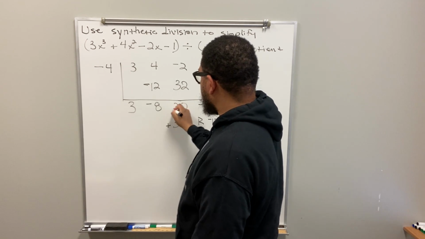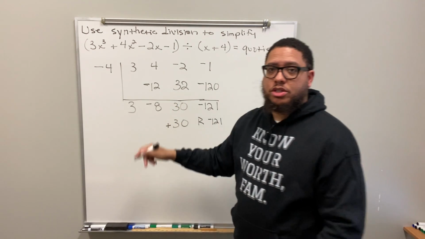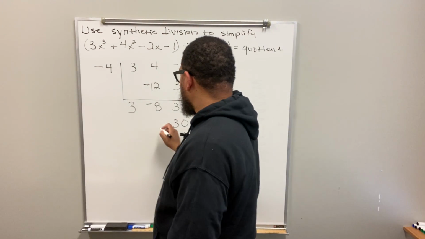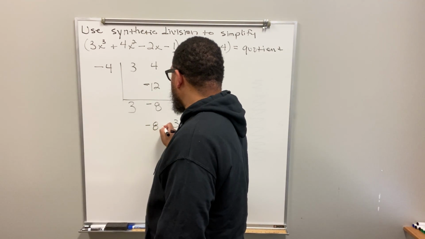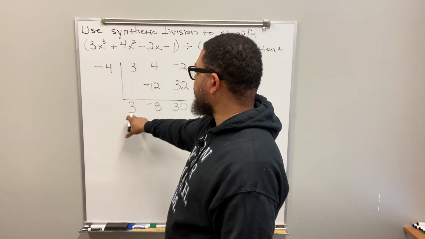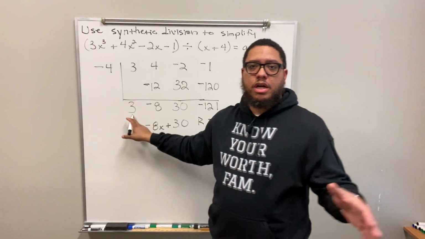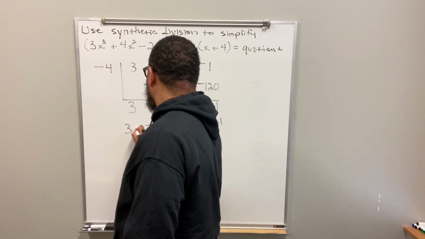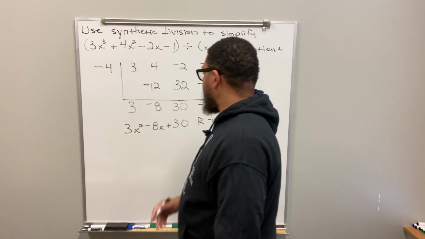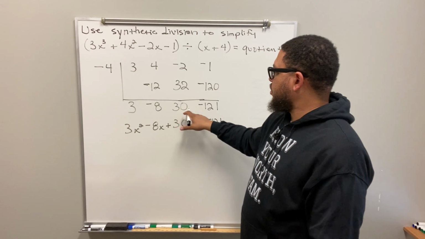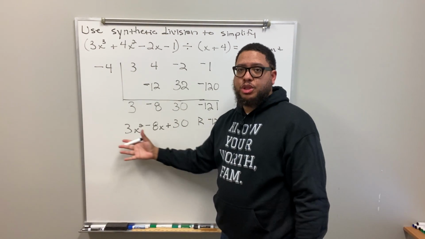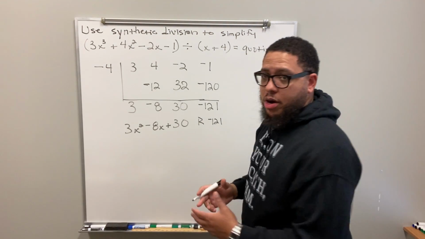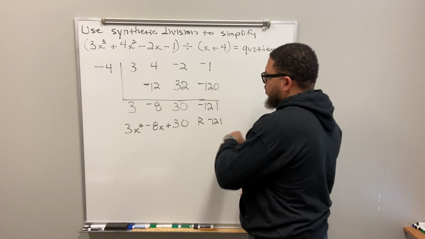And it's positive, right? This negative 8 is the coefficient of the x term, the x to the first term. So then you'll have minus 8x. This 3 is going to be the coefficient of the x squared term. So we have 3x squared. And that's how you take these 3 numbers and use them to create the expression that represents part of the quotient in this problem. I say part of the quotient because this has a remainder.